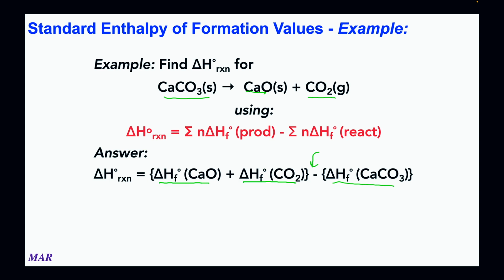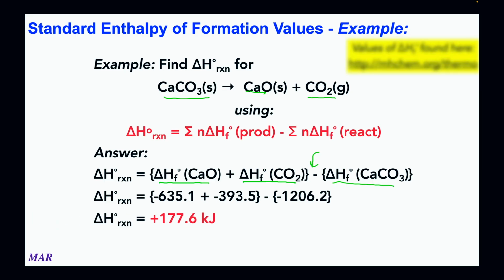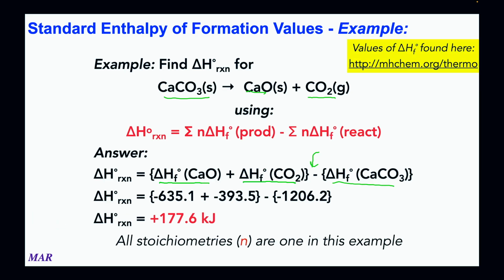Now, all of the stoichiometric coefficients in this reaction are 1, so we're not going to worry about those little n's right now because they're all just 1. Heats of formation are per mole, and we have just 1 mole, so it's no problem. The next thing you do is look up those values in the table of thermodynamics. You can go to mhchem.org/thermo or look it up in problem set 3, whatever you want. These are just numbers to look up.